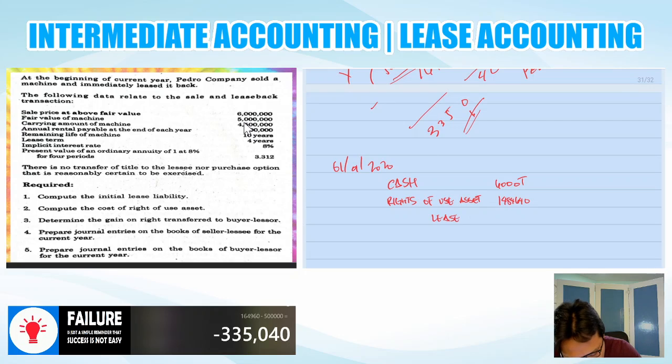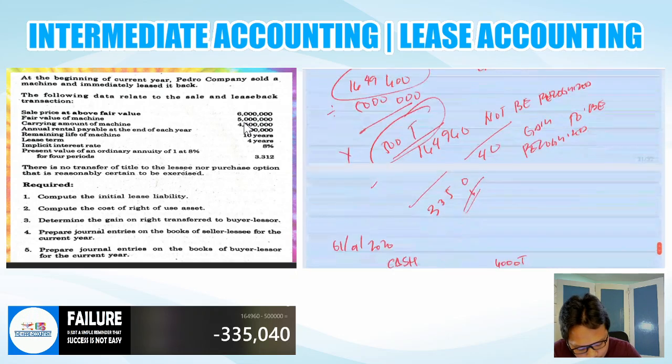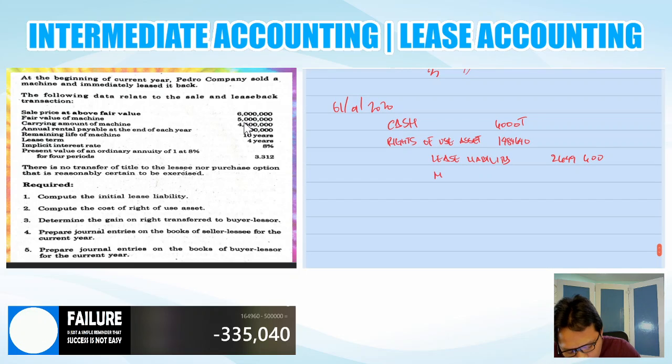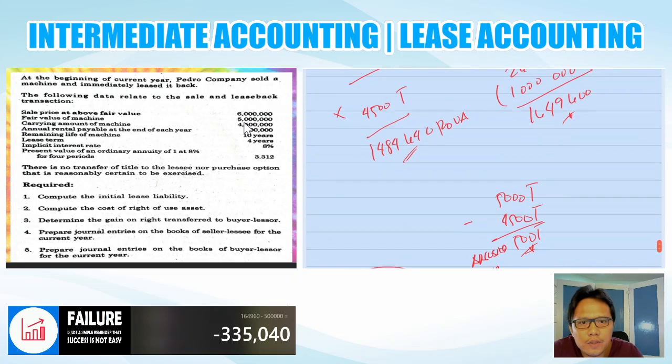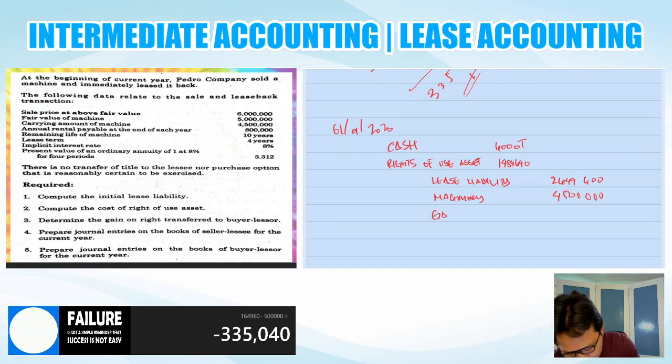Credit your lease liability. Again, hindi itong remeasured amount ha. Original amount. Lease liability at 2,649,600. Okay? Then, credit your item sold, which is machinery. Again, at carrying amount, which is 4,500,000 always. Di ba? Then, recognize your gain on rights transferred at 335,040. So that is your entry on initial recognition.